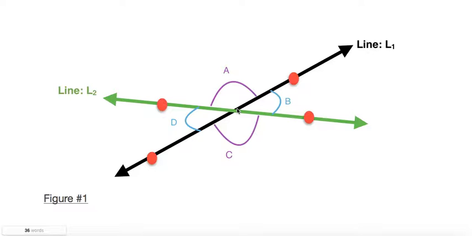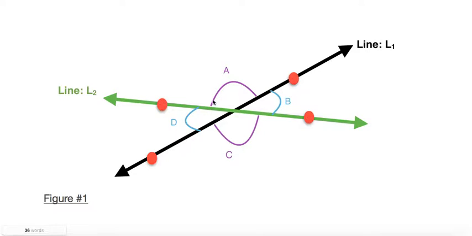The intersection of these two lines creates four angles, which I have labeled A, B, C, and D. And using our definitions, we can say some things about the relationships between these angles. First thing we're going to talk about are vertical angles. These are opposite angles made by the same lines, and they are congruent.